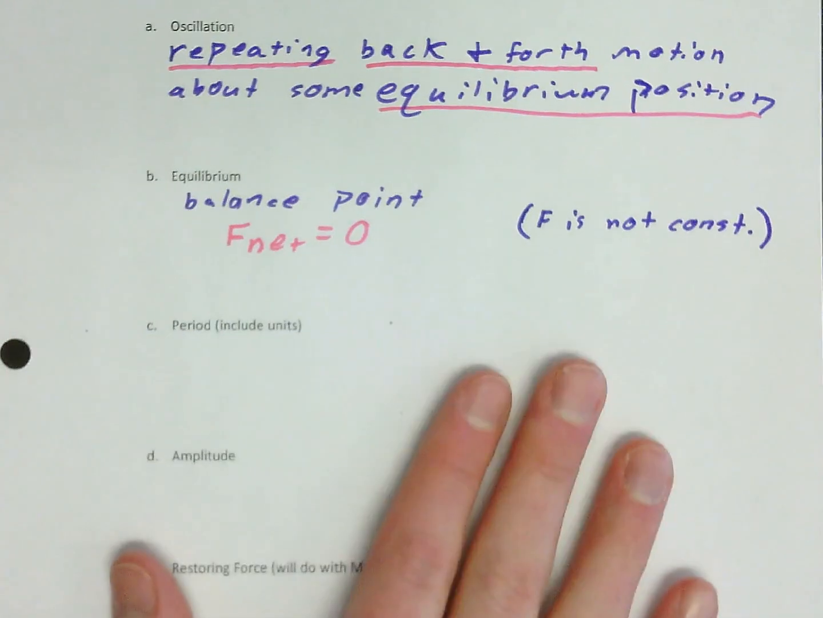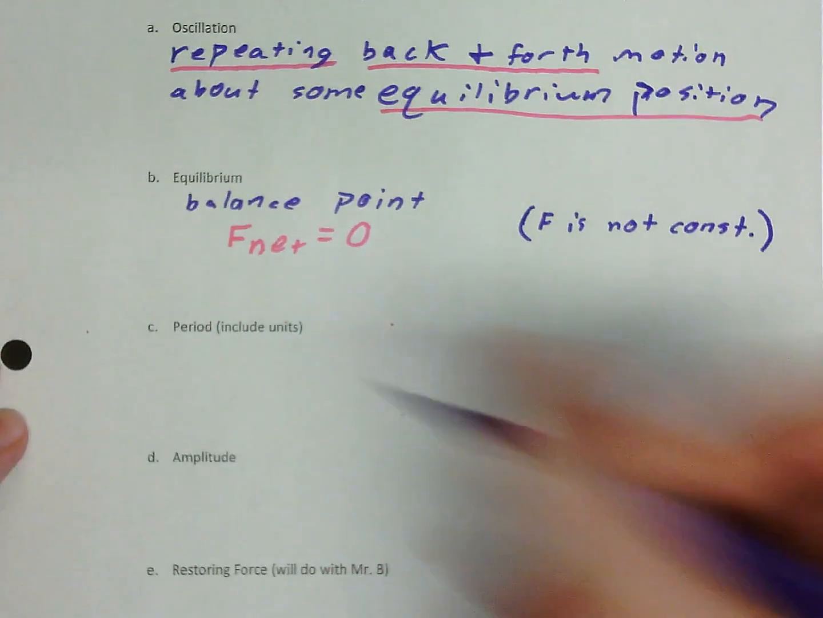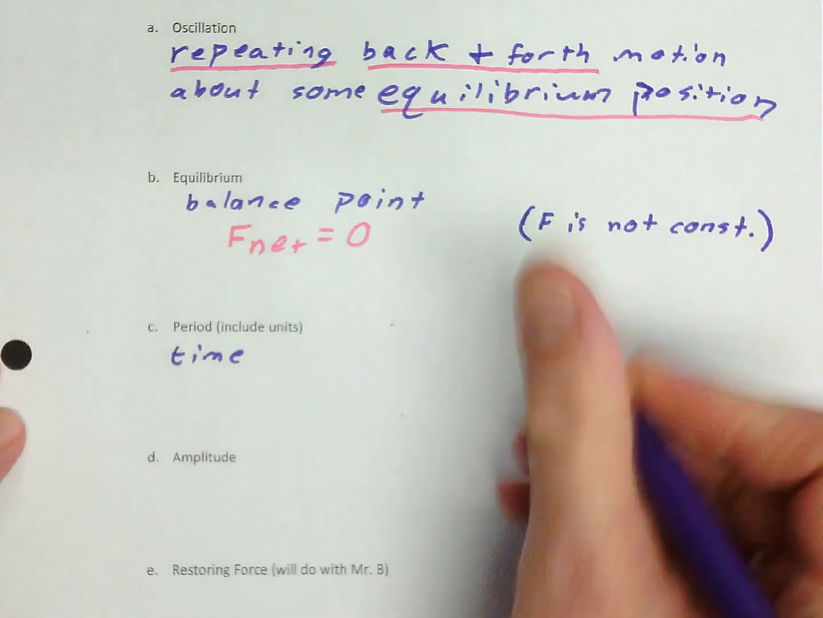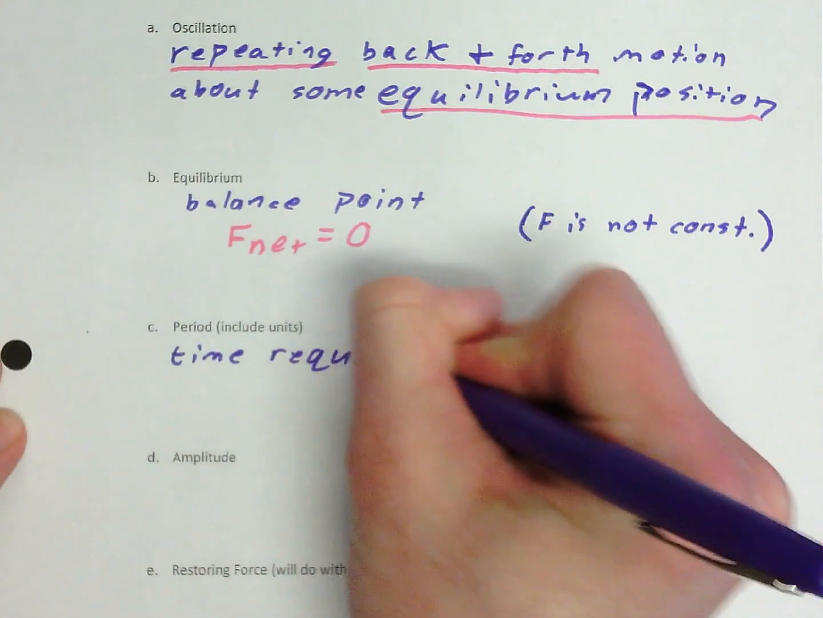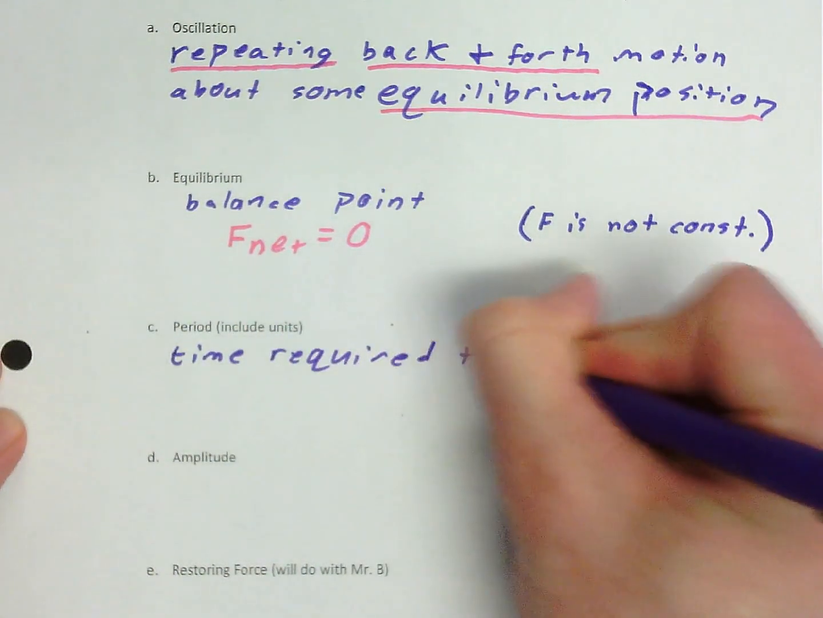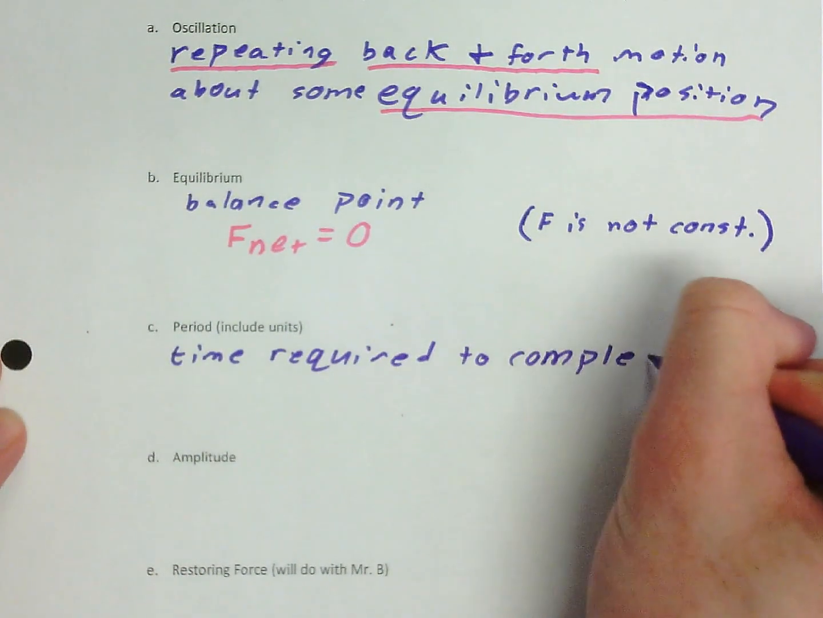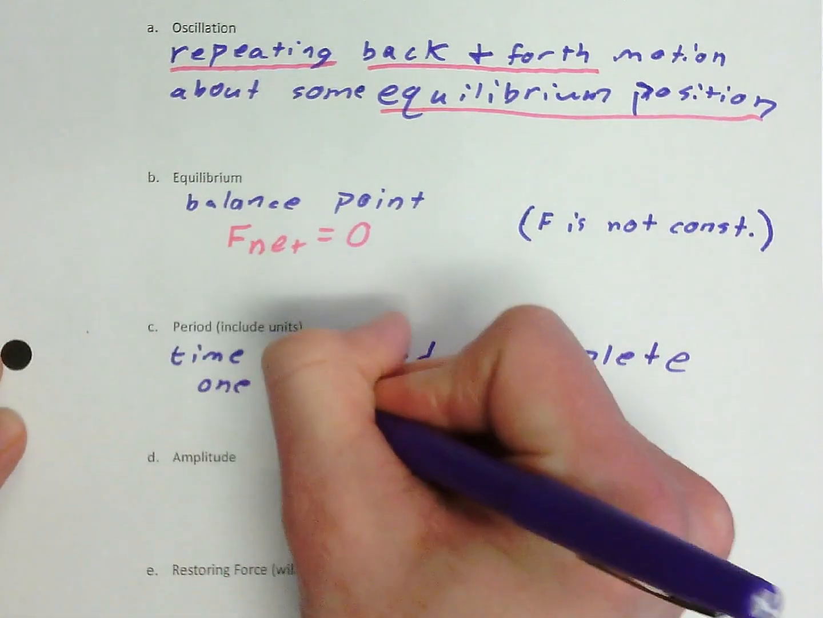All right, Seth, what you got for period? The time required to complete a single cycle. Good. So time required to complete one oscillation. I'm going to use oscillation since that's the key term.